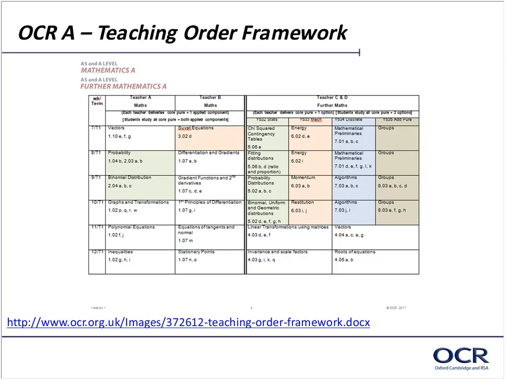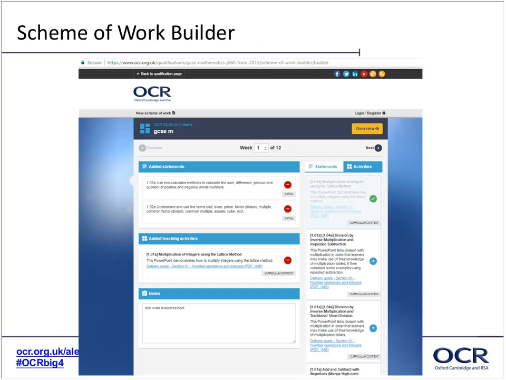More detail will come in the scheme of work about the specifics, but we have this complete teaching order framework, so it gives you a starting point. Scheme of work builder should be up and running fairly soon. This is a drag and droppable scheme of work. You can see on the right hand side some choices of things that you could add in. You could add them in here, and then there are associated teaching activities.